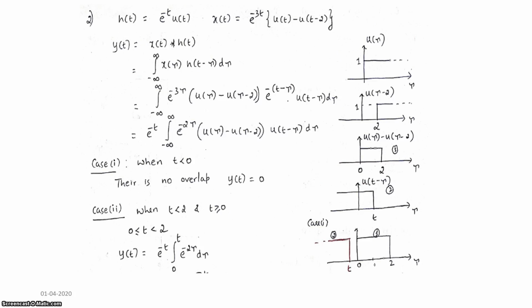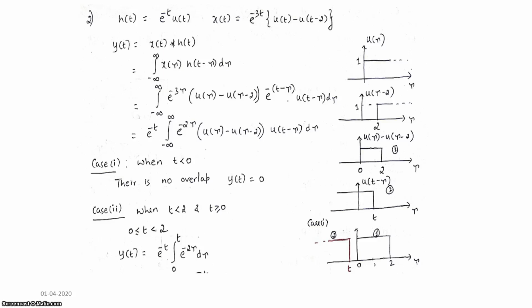So now we'll consider one as a finite signal and the other one as an infinite signal, and perform the convolution between them. Here h of t is given by e to the power minus t into u of t, and x of t is equal to e to the power minus 3t into u of t minus u of t minus 2. So h of t is an infinite signal, whereas x of t is a finite signal. The output y of t is given by x of t star h of t. It is written as the integral from minus infinity to plus infinity of x of tau into h of t minus tau d tau.